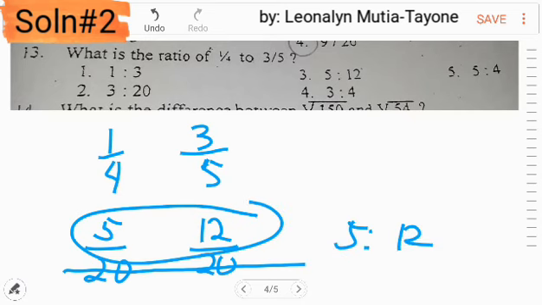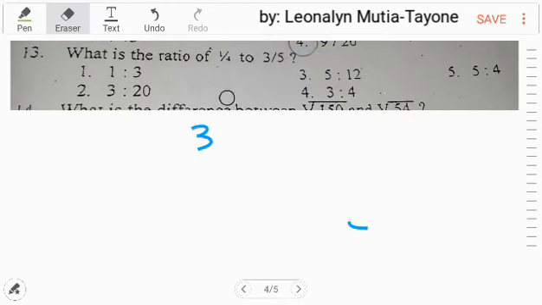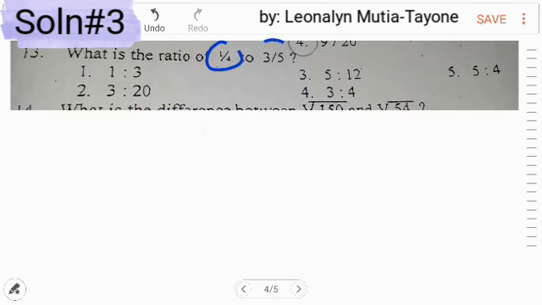Doon ka lang titingin sa mga numerators nila. Pareho na sila ng denominators. So, ignore mo lang yung mga denominators. So, ang answer dito ay 5 is to 12. Now, let's do solution number 3. Let's convert this fraction into decimal. So, 1/4 is 0.25. At itong 3 over 5, and that is 0.6.